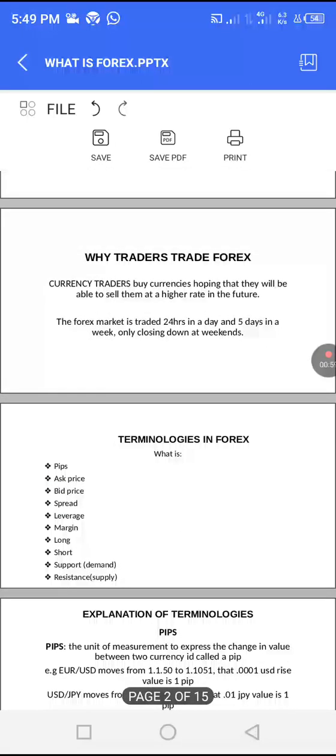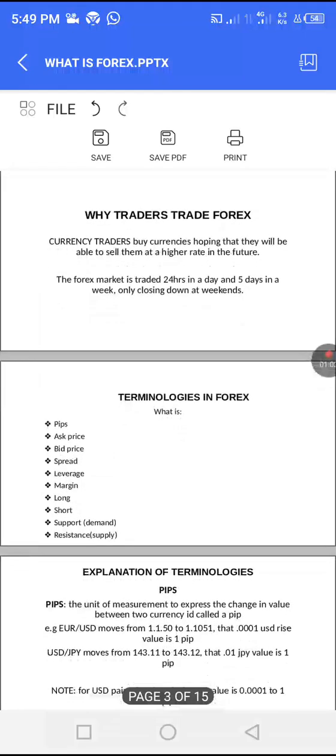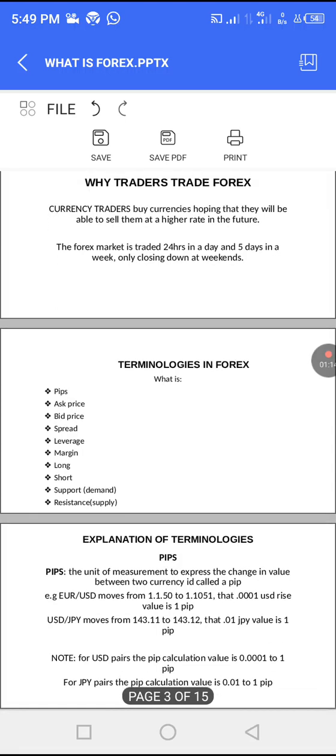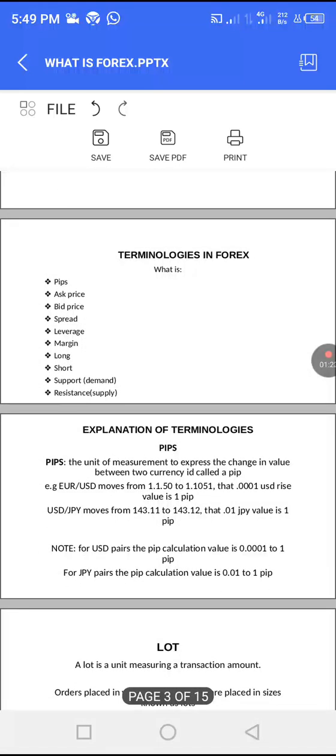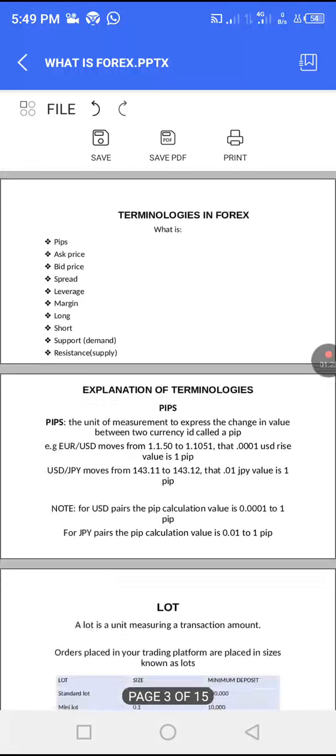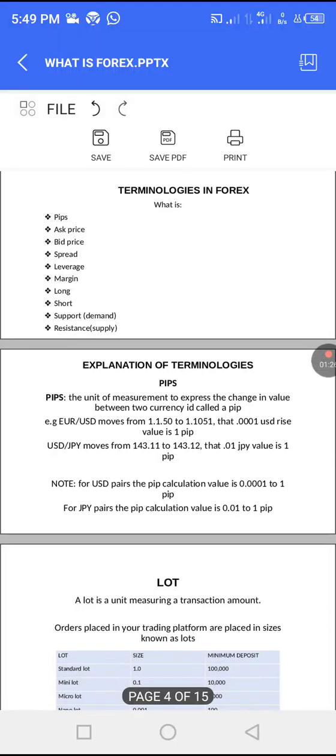Why do traders trade forex? Currency traders buy currencies hoping that they will be able to sell them at a higher rate in the future. That is why they buy and sell currency. The forex market is traded 24 hours in a day and 5 days in a week, only closing down at the weekend. These are a few terminologies in forex. Okay, let's look at them.